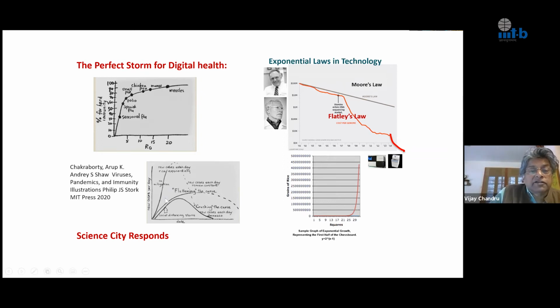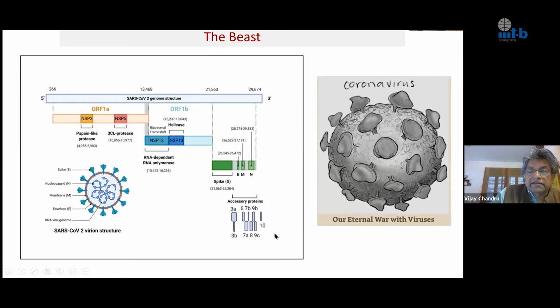With all these illustrations by Philip Stork. So this illustration, the coronavirus, is from that book.